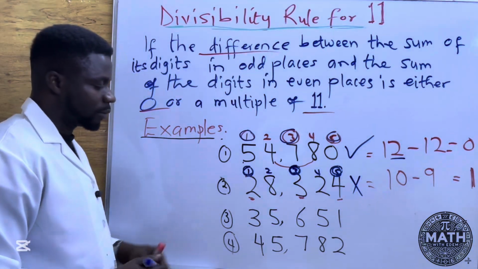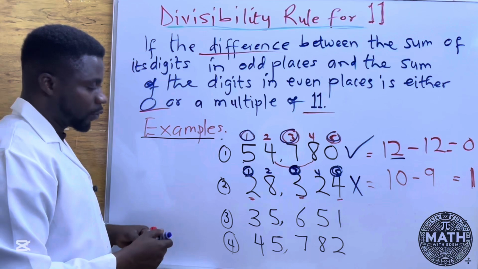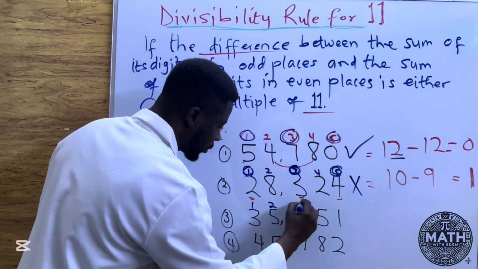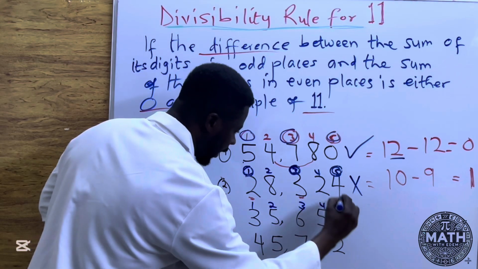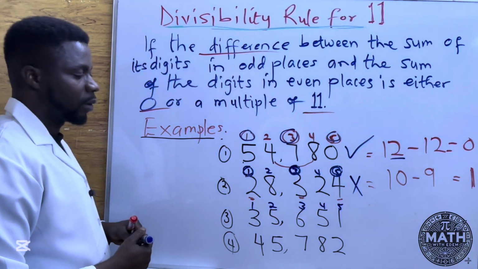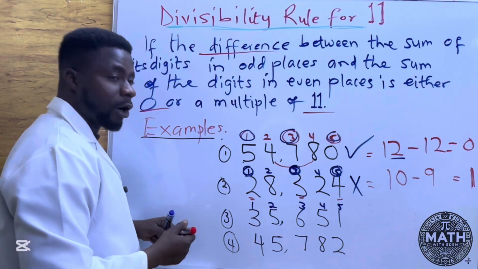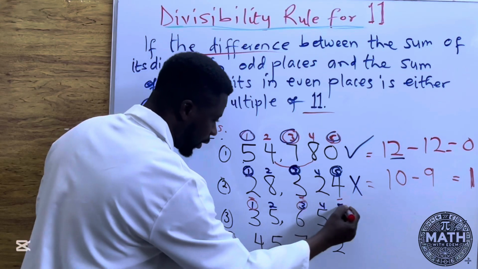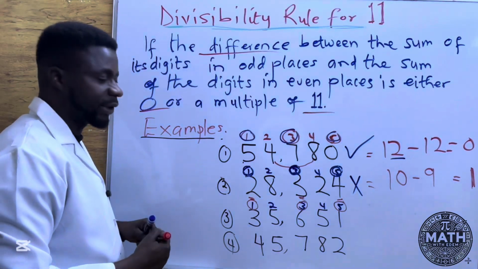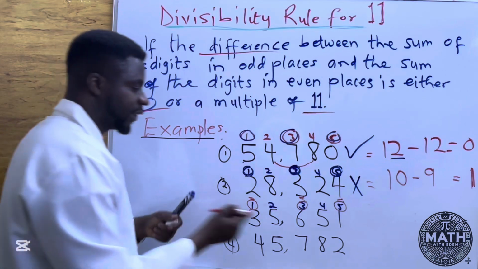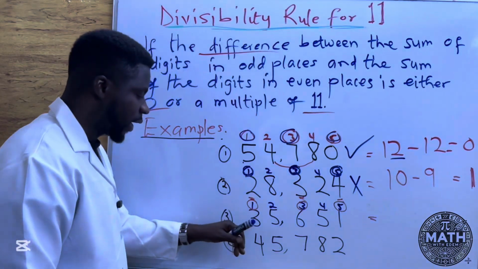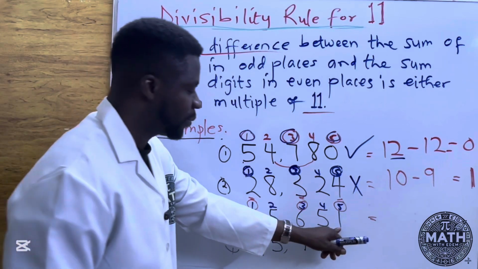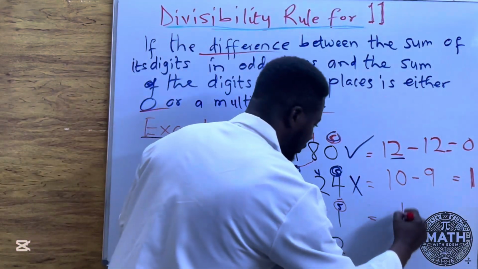Great. Let's look at number 3. So I'm going to write 1, 2, 3, 4, and 5. So the odd places are 1, 3, and 5. These are the odd places. So let's add the digits in the odd places. So we have 3 plus 6. That gives us 9. 9 plus 1 gives us 10.